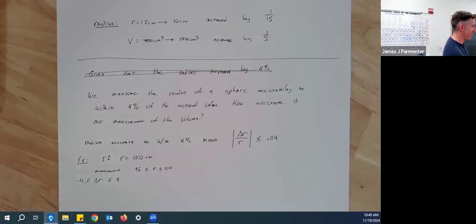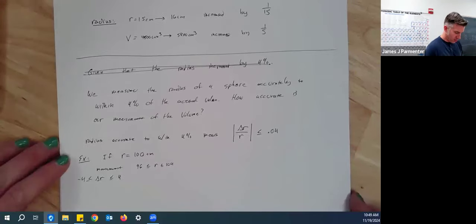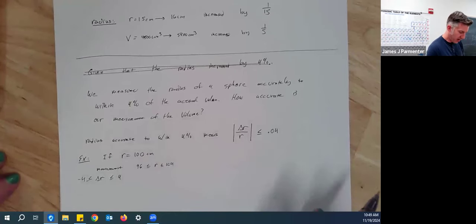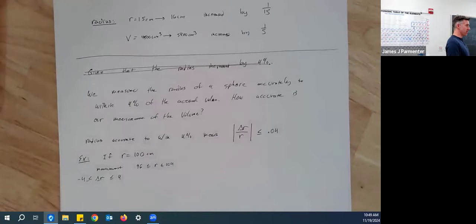Okay, here's the fun part. We're asked to find how accurate the measurement of the volume is, meaning what's the biggest percentage we could be off by in the volume. Based on the work we just did in the previous problem, my guess is that it's going to be 12%. The radius is a measurement in 1 dimension. The volume is a measurement in 3 dimensions. We're essentially going to triple our 1-dimension error.